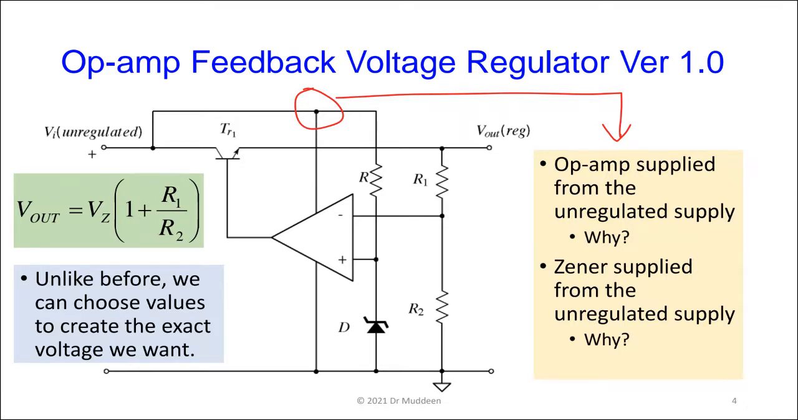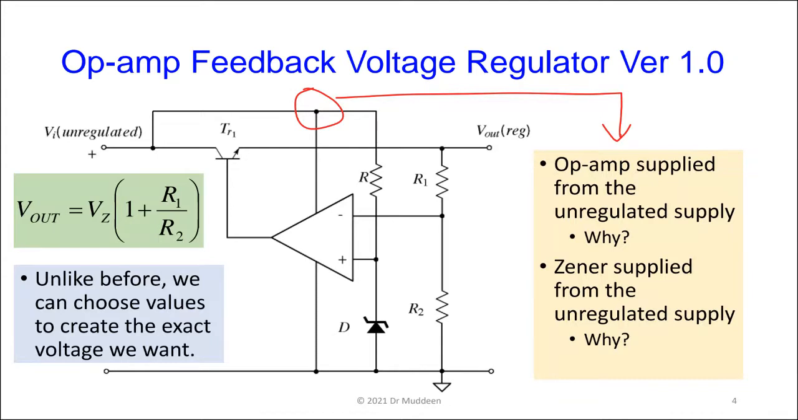Actually, that was a trick question. There's no good reason why I should. I was asking Aidan, why am I supplying the Zener from the unregulated supply? And the answer is no good reason. This was a little bit of a trick question. In fact, the Zener could be supplied from the regulated supply. There's no reason not to.